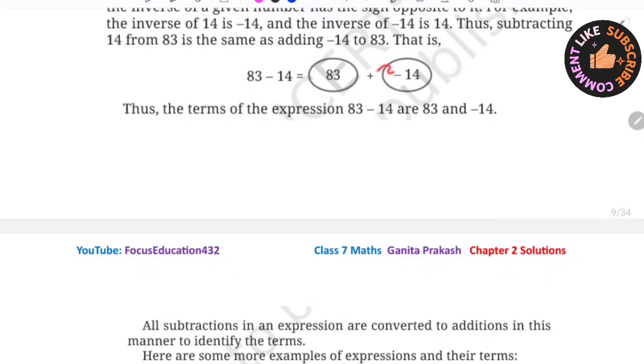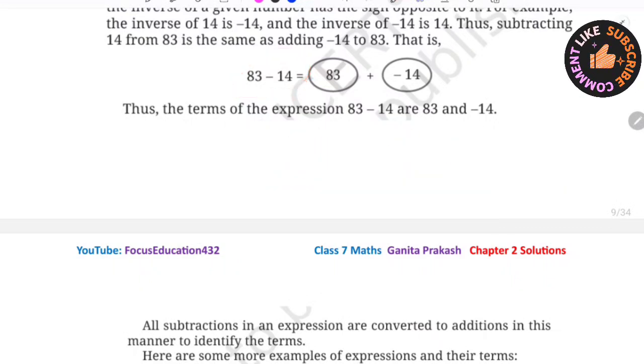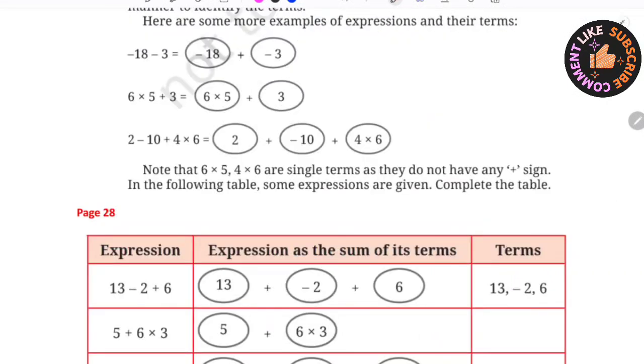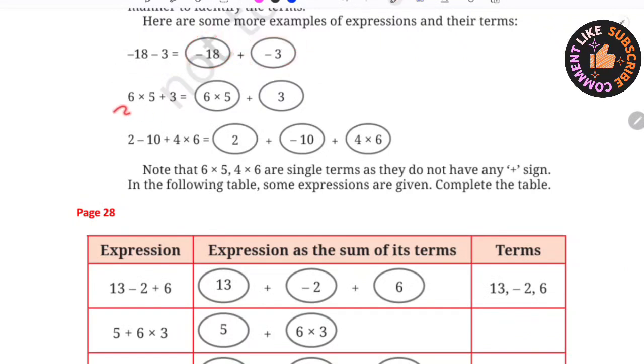So here 83 minus 14. 83 minus 14 is shown as what? 83 plus then minus 14. So 83 is one term, minus 14 is another term. So here subtraction is converted to addition. How is it done? 83 plus minus of 14. So 83 is one term, minus 14 is another term. Some more examples of terms are given here. Minus 18 minus 3. This is also converted to a plus. Minus 18 is one term, minus 3 is another term with a plus sign.